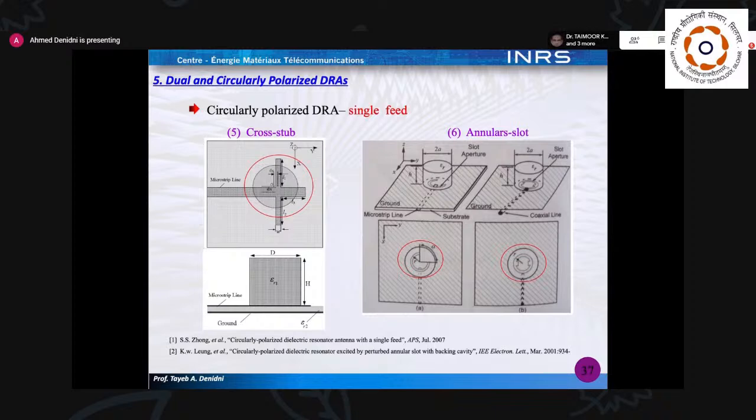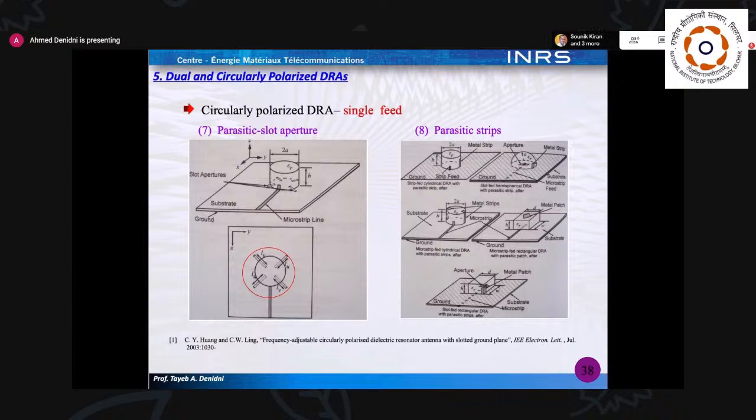And also here we have a parasitic slot aperture for circular polarization. We can see we have a transmission line here, and we have some parasitic slots, and the idea is to generate circular polarized operation in this way. And another way, we can also use parasitic strips, a transmission line, and we have strips distributed around the cylindrical or around the cube or hemispherical. And this means we have a lot of approaches to achieve circular polarization.